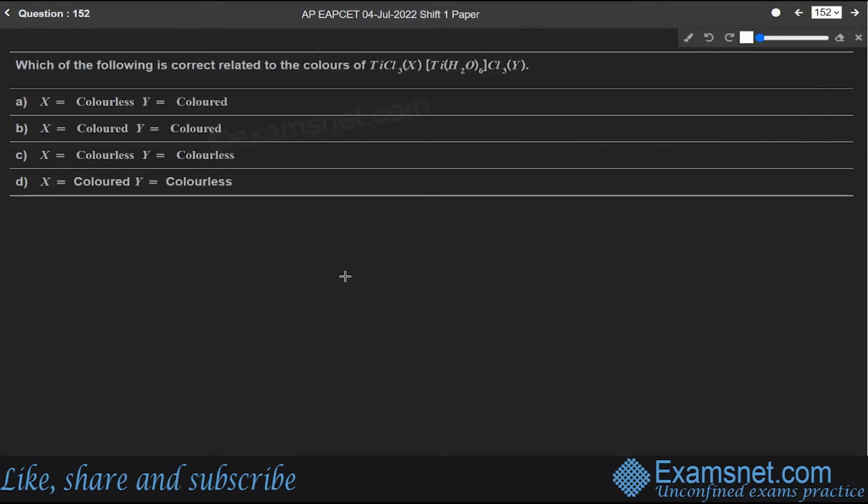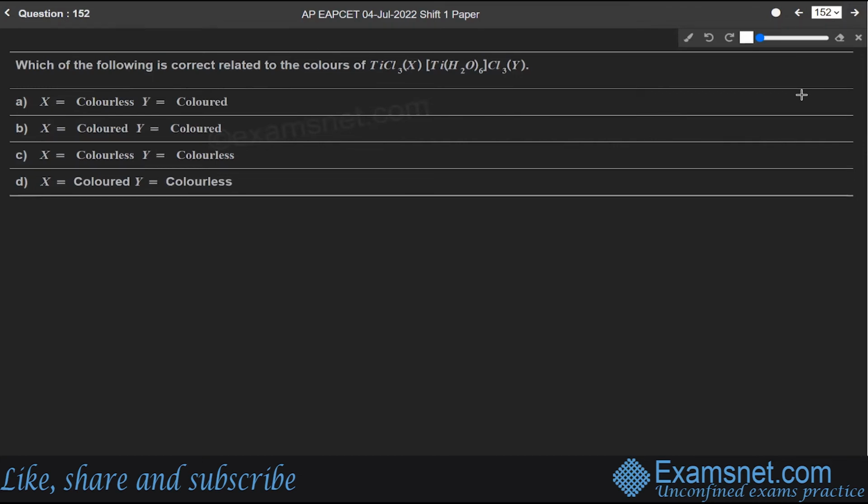Now the next question is: which of the following is correct related to the color of TiCl3 and [Ti(H2O)6]Cl3? The question is from coordinate compounds in the inorganic portion. Mind my words, any question on paramagnetic, diamagnetic, or color, always start with knowledge about unpaired electrons. Whenever you have unpaired electrons, only then can you comment on this particular question.